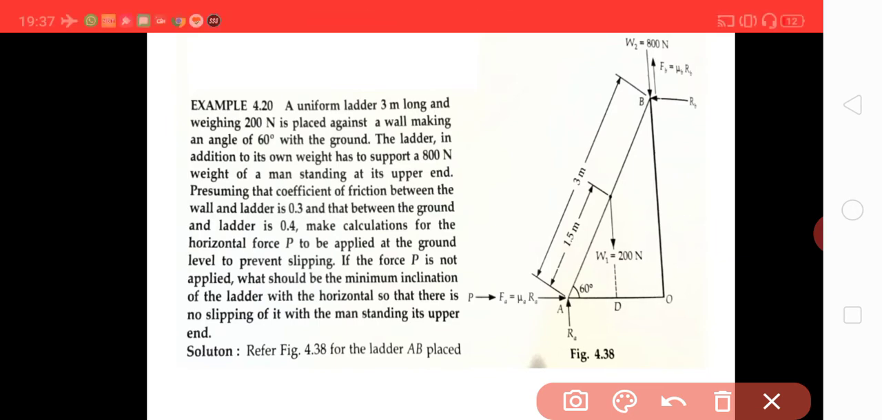Now at the impending condition, the direction of frictional force will be this way at the upper end here. Then when resolving vertically, we can say RA plus mu B RB will be equal to W ladder, that is weight of the ladder, plus the weight of the man standing at the top. And then we have to take the moment simply.